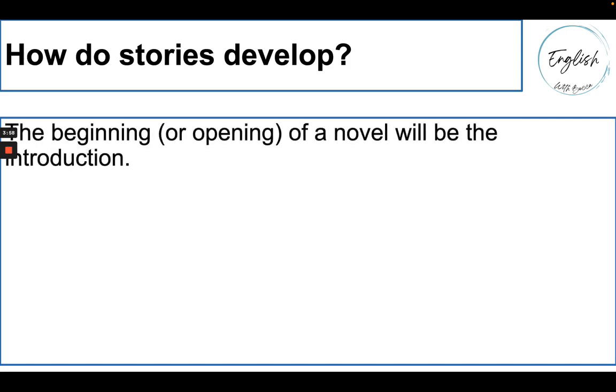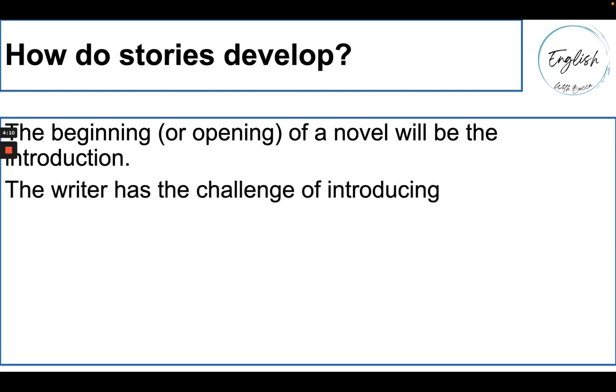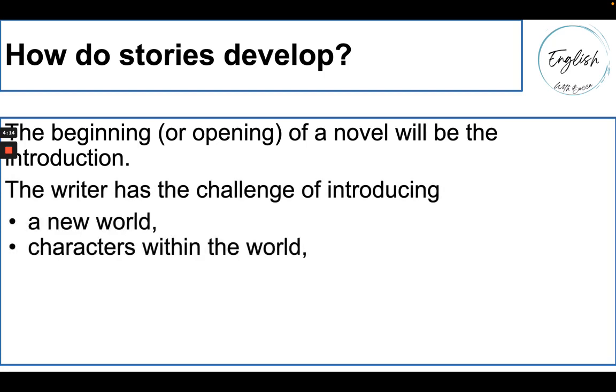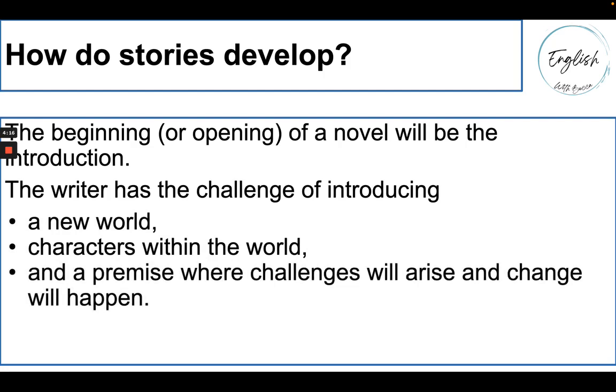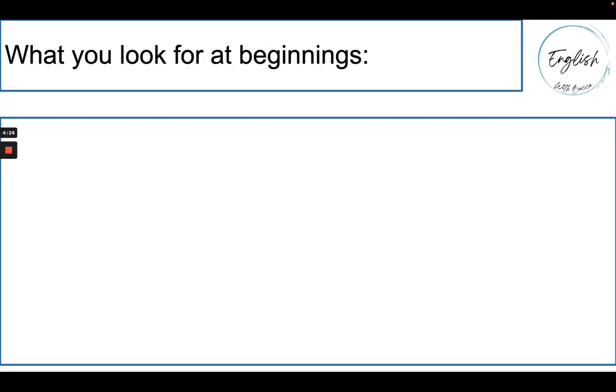Stories develop with a beginning or the opening of the novel, which will introduce us to the world. And oftentimes your extract will come from the opening of the novel, and you will see that in the boxed bit at the top. The writer has the challenge of introducing a new world, characters within the world, and a premise where challenges will arise and change will happen. So what will the conflict be, and how will that change the character?